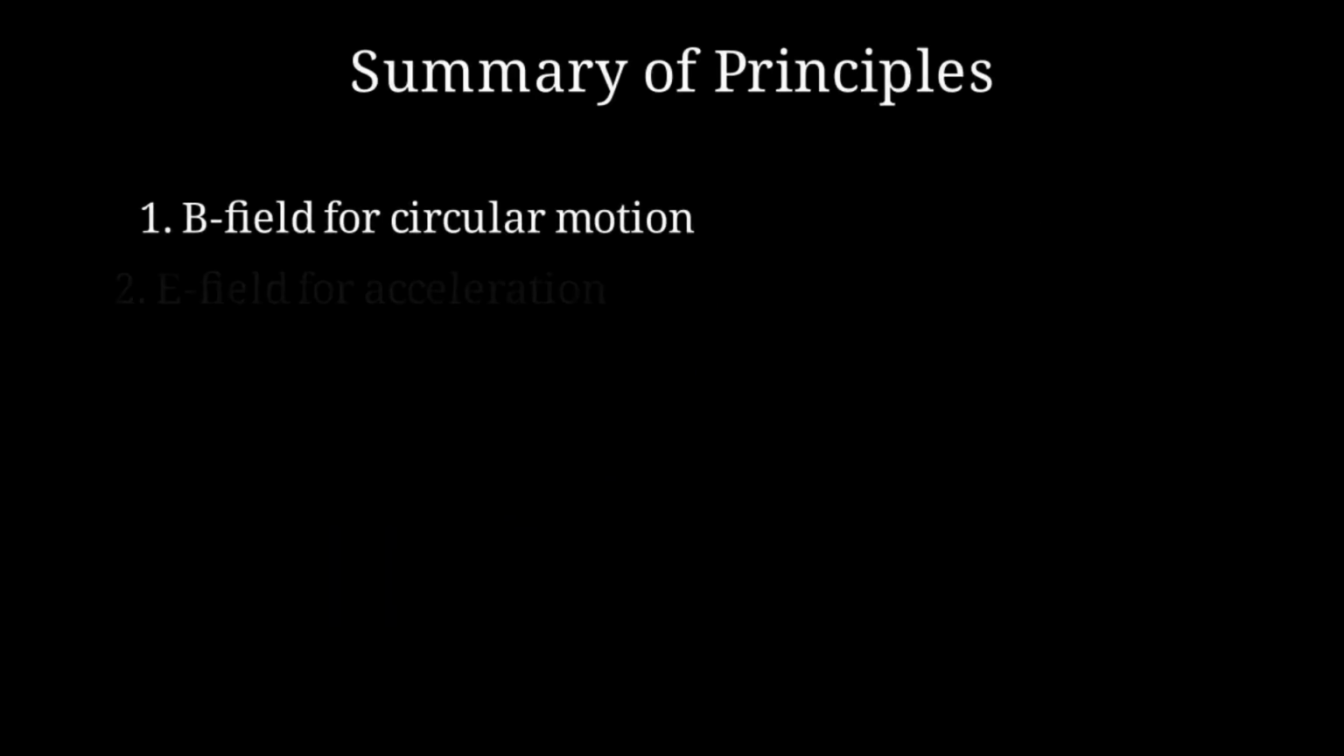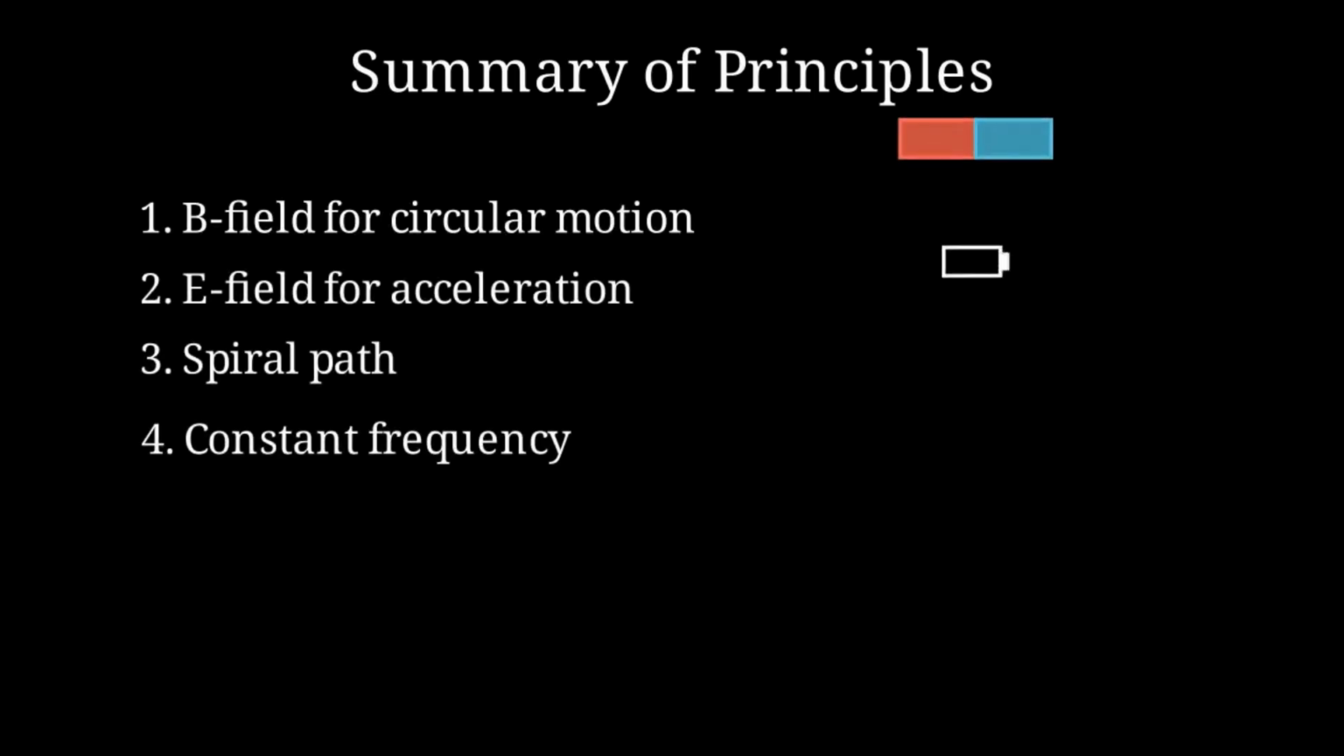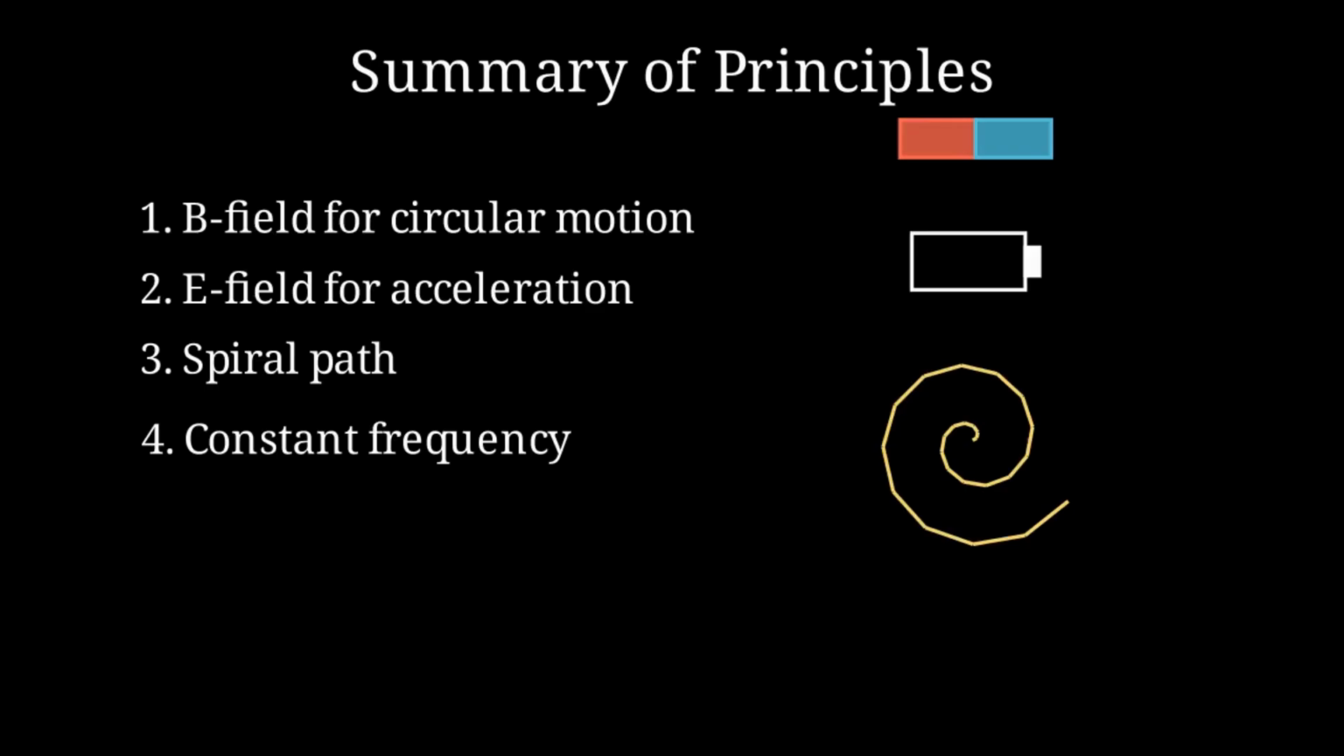To summarize, the magnetic field bends the path into a circle, the electric field accelerates the particle in the gap, and the constant frequency of the AC source keeps the system in resonance as the particle spirals outward.